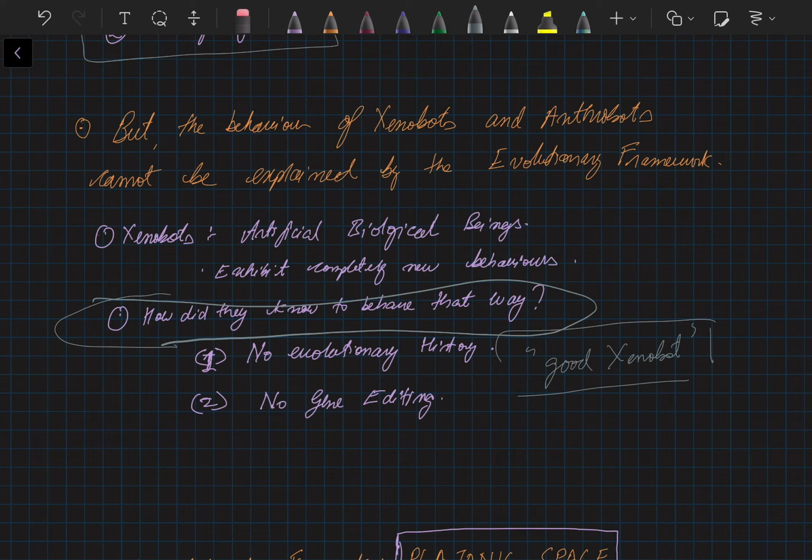The xenobots, or the anthrobots for that matter, did not develop as a result of millions of years of evolution. These were artificially created by humans in a lab. So, how did they learn how to perform these behaviors like swimming around, navigating mazes, and self-replicating? Because, as I have just talked about, the standard evolutionary theory dictates that complex, goal-directed behaviors must be learned through millions of years of trial and error in a specific environment.